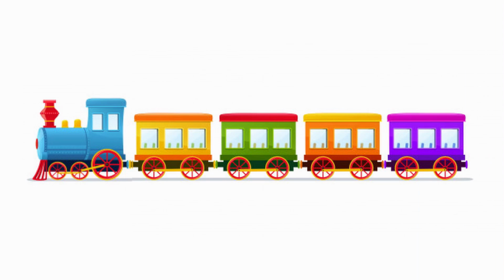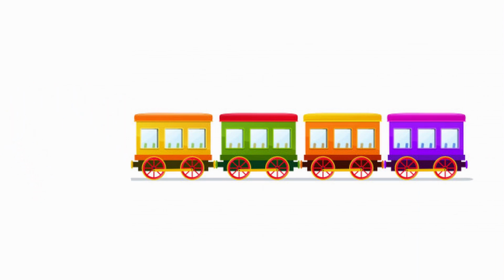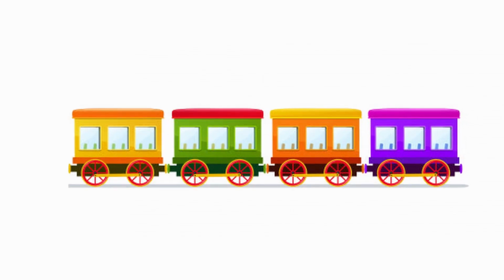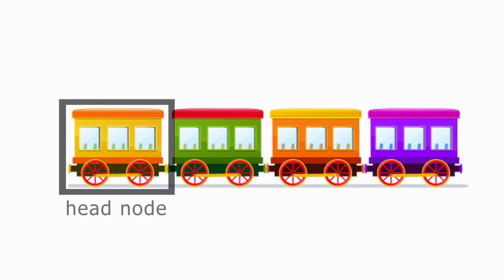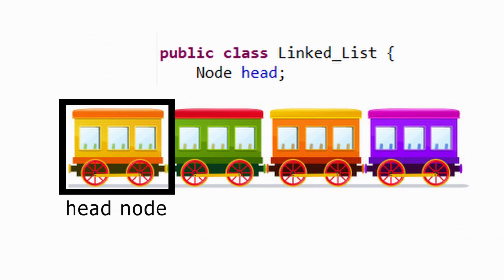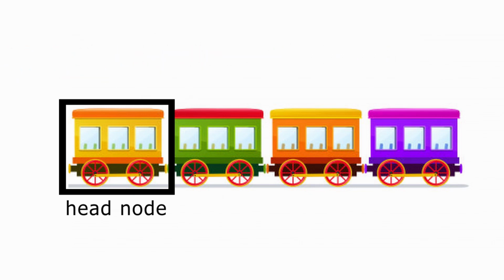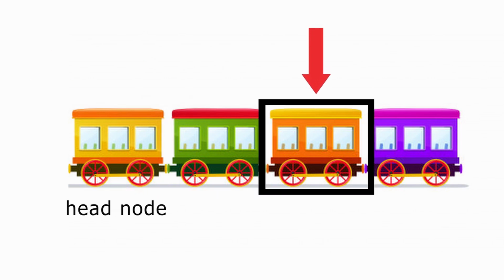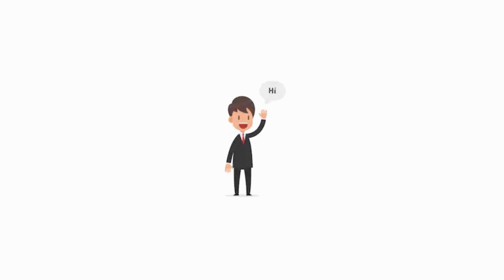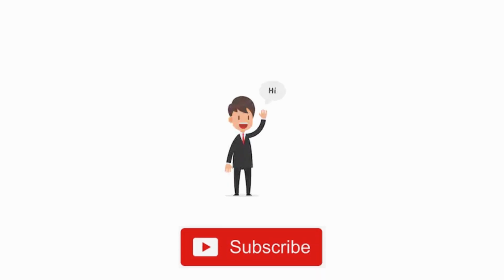Back to our train, since we removed the engine, we must do something to mark the front end of the train. We call the first node created the head node. So in our linked list, we define a head node. Every time we search for any node, we always start from head. In this video, we are going to learn insertion in linked list.